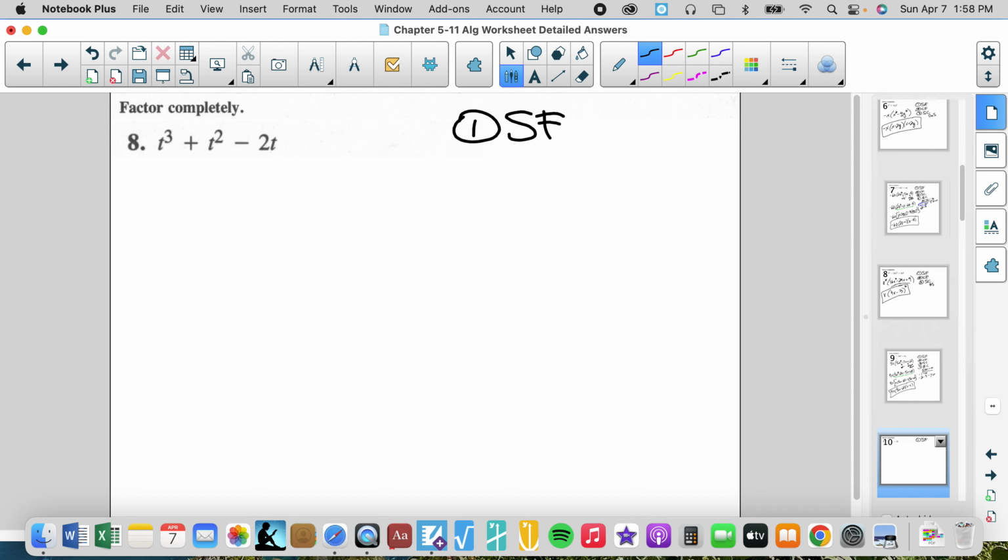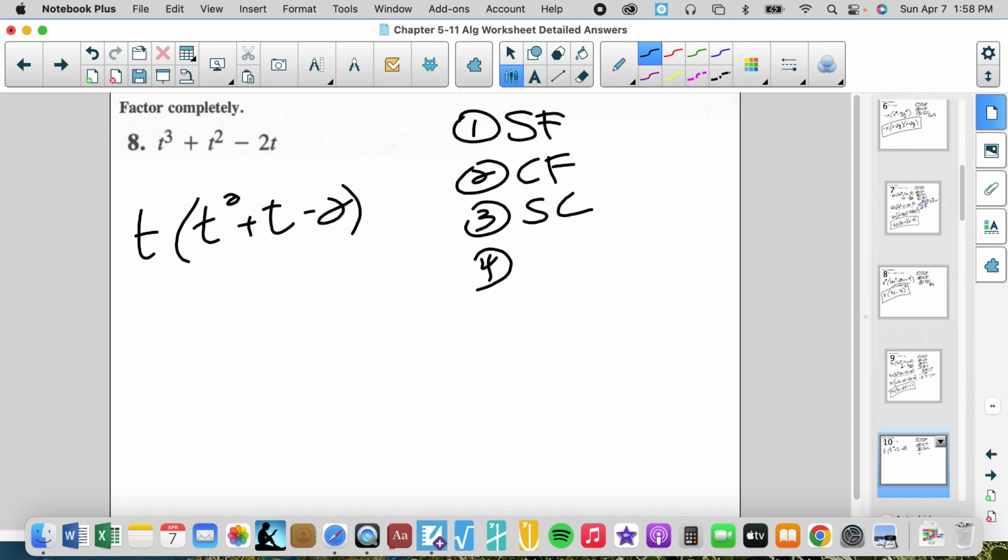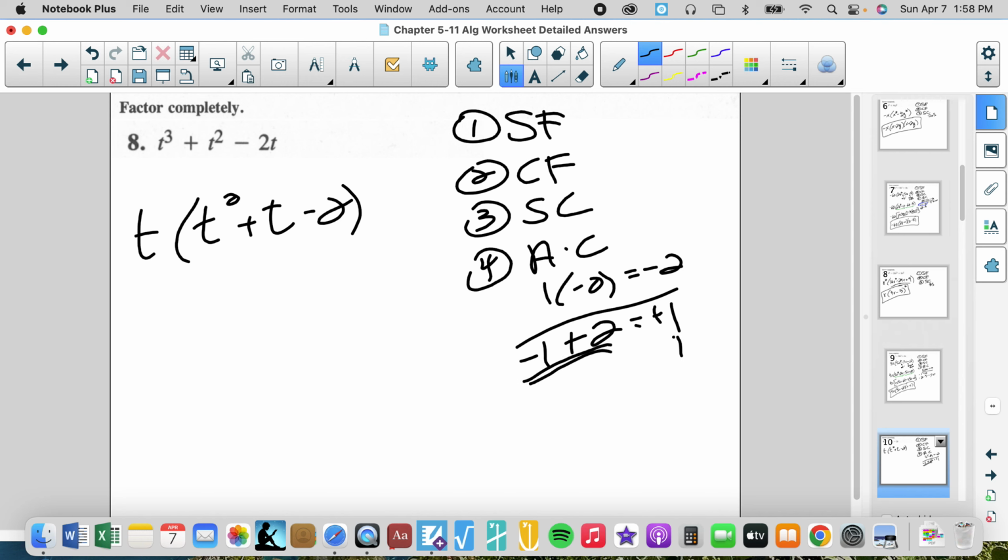Standard form, yes. Common factor. You have a t, which is t squared plus t minus 2. Not a special case. A times c is 1 and -2, which is -2. Factors of 2 are 1 and 2. Signs are different. Bigger is positive. Does that equal? Oh, no. Signs, yeah, different. Bigger is positive. Oh, sorry. -1 plus +2 is +1.